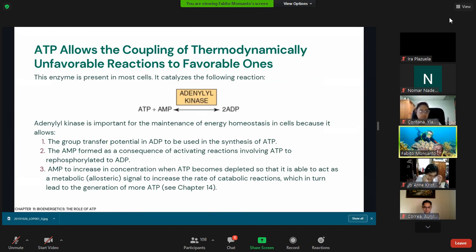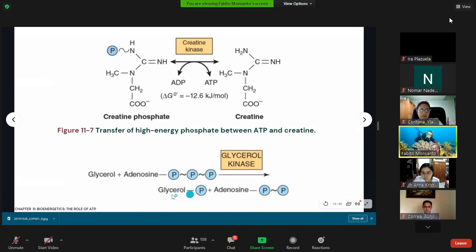So this is glycerol phosphorylation, utilizing ATP. There you are. So you have now glycerol 3-phosphate. Glycerol is not reactive, but glycerol 3-phosphate, because the phosphate is on the number 3 carbon, becomes a reactive compound.